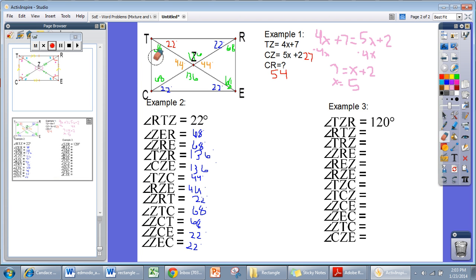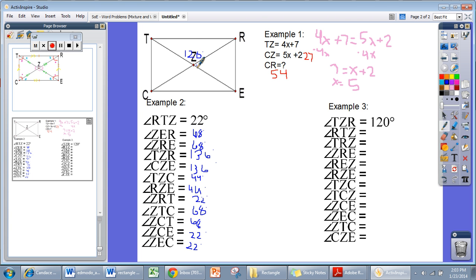Now a little bit more tricky example, and I'm going to erase my picture so that I can draw some stuff on it. A little bit more tricky, but honestly not too bad. For this one, they are giving us TZR. TZR is 120 degrees. So we have to do it a little bit backwards.